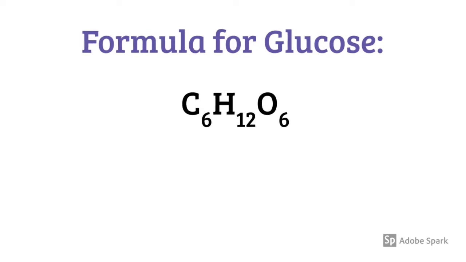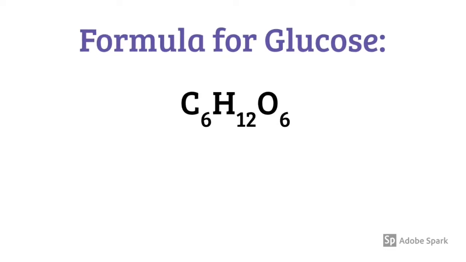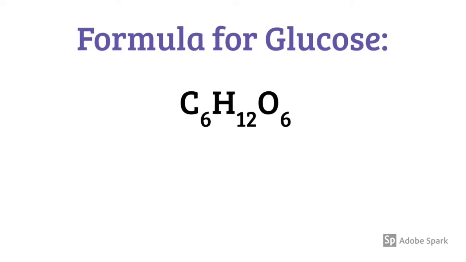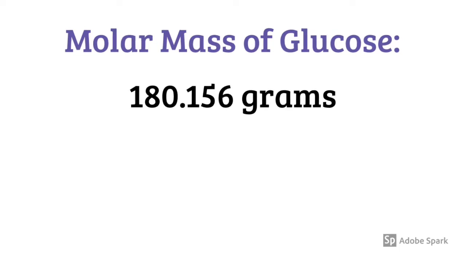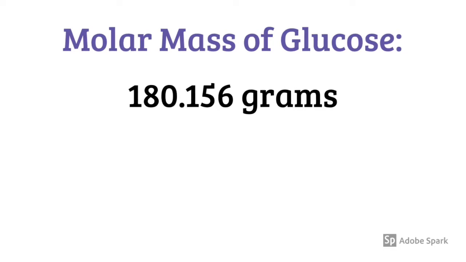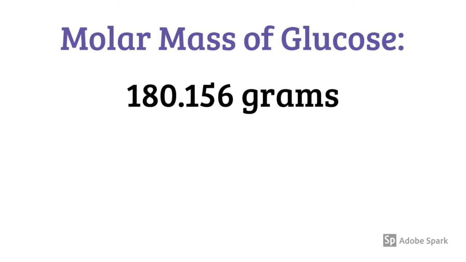Since we're all at home right now, we're going to use ingredients that we can find around the house. Today I'm going to be using sugar, the main ingredient of which is also known as glucose, and the molecular formula is C6H12O6. Now this is important because we're going to have to find the molar mass of glucose. So the mass of 6 carbons, 12 hydrogens, and 6 oxygens comes out to be 180.156 grams, and that is the molar mass. There are this many grams in a mole of glucose.